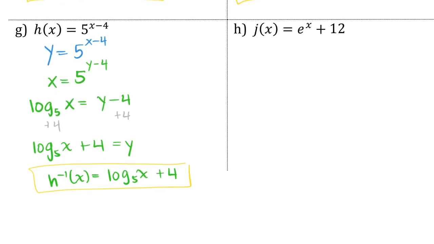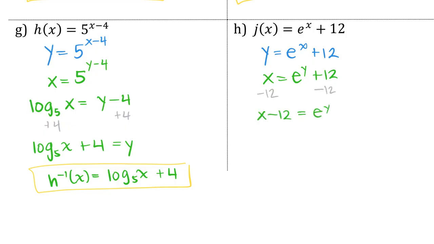Okay, one more solve. y equals e to the x plus 12. Most important step, change the y to an x, the x to a y. Can I minus the 12? I can minus the 12. It's just sitting there. So I get x minus 12 equals e to the y.